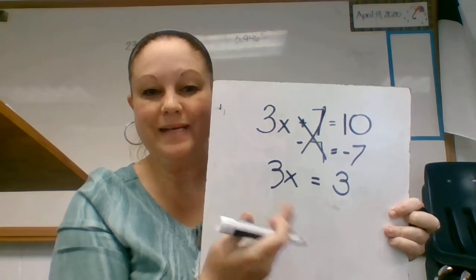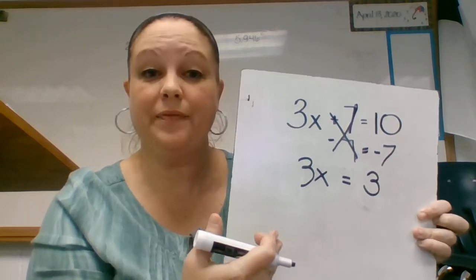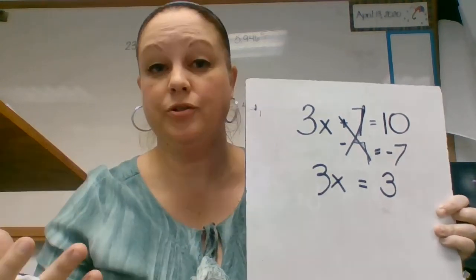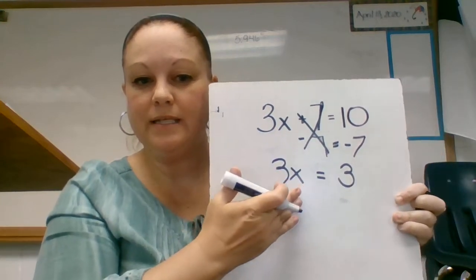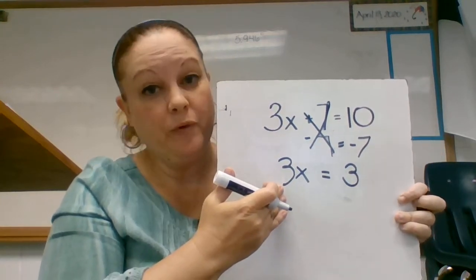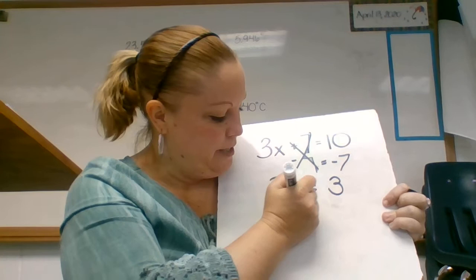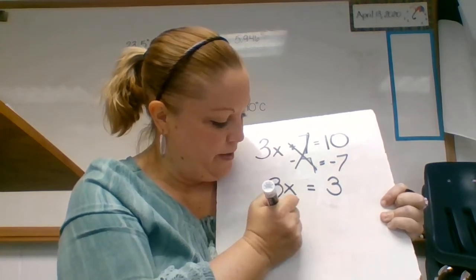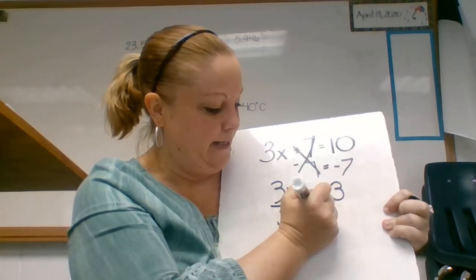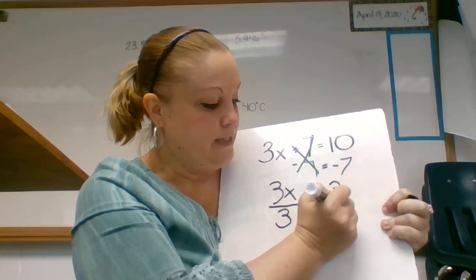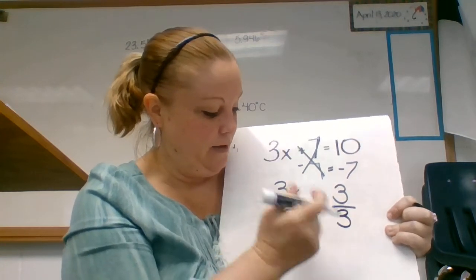How are we going to get the variable alone? Because we're still not there. We only did one step, and it's a two-step equation. How do I separate these? If you remember that it's multiplying, then you should remember also that we get rid of that or undo it by dividing. Of course, I have to do the same on both sides to keep it equal.